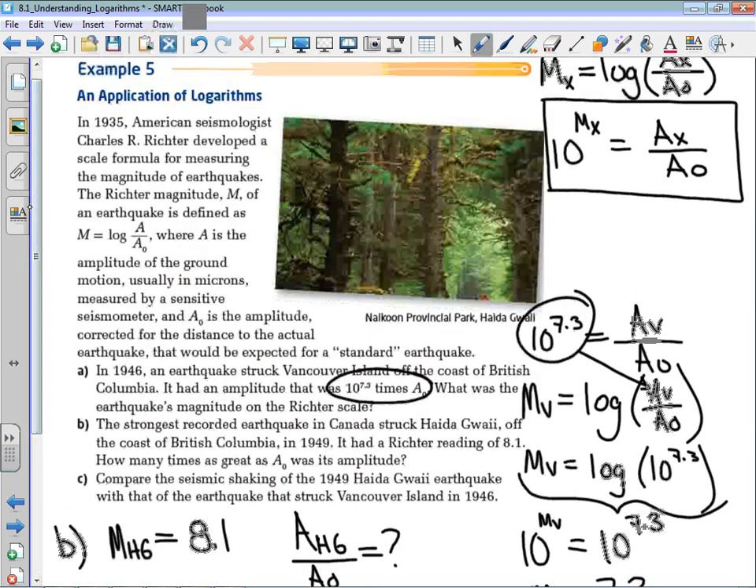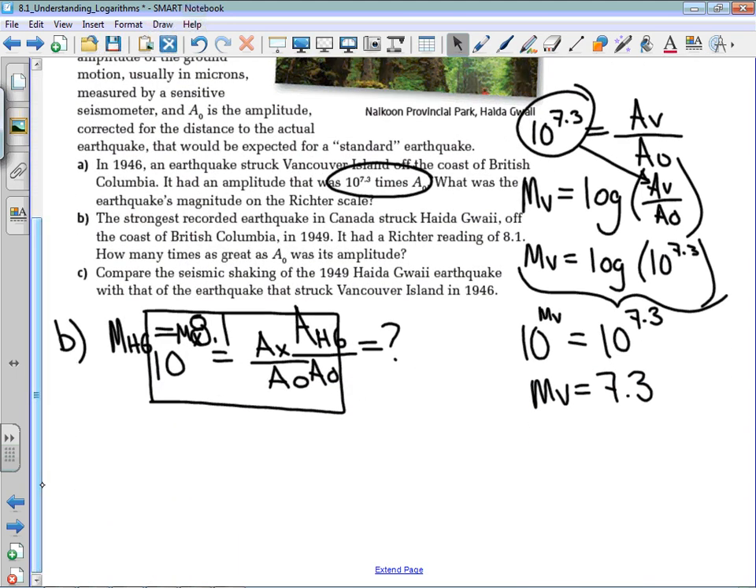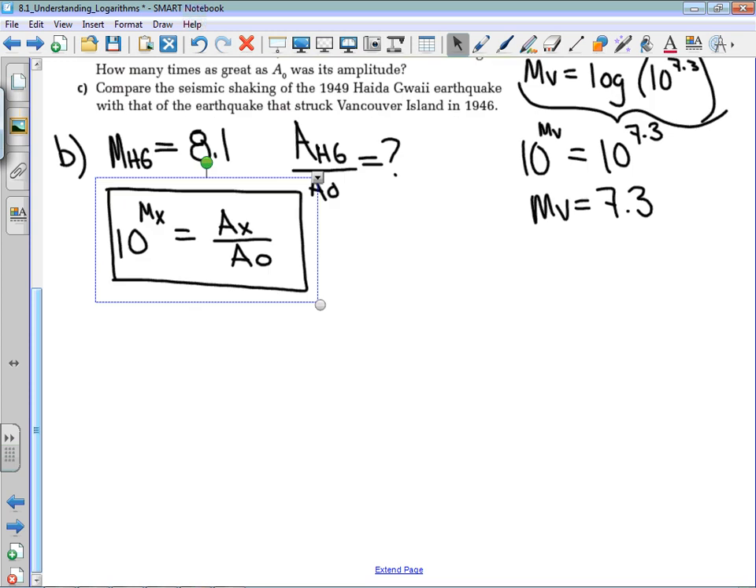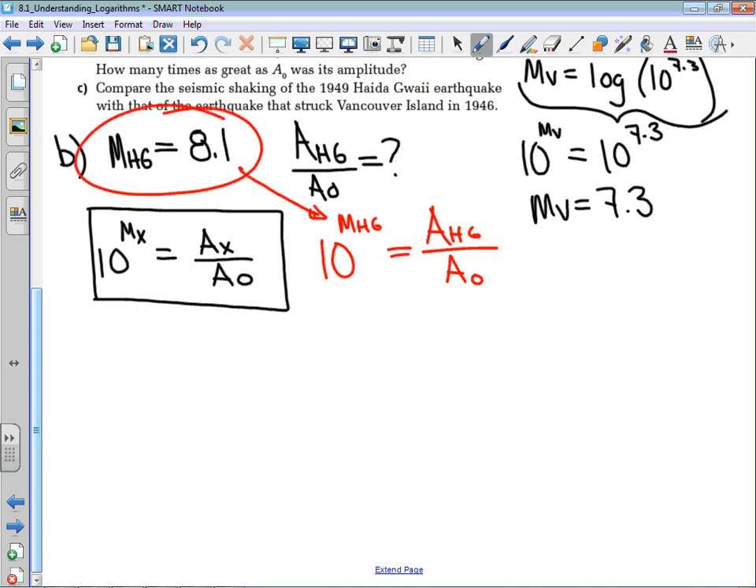We are going to use this formula for this question, and I'll drag it down. I know I have AX over here, but keep in mind that X is any earthquake. So maybe I'll make this specific to this question: 10 to the power of the magnitude of the Haida Gwaii earthquake is equal to the amplitude of HG over the amplitude A naught. Well, we know what MHG is. It's 8.1. So we substitute that in, and I get that 10 to the power of 8.1 is equal to the amplitude of HG over the amplitude of A naught. Now, depending on what the question asks, some questions will put an actual value in there.